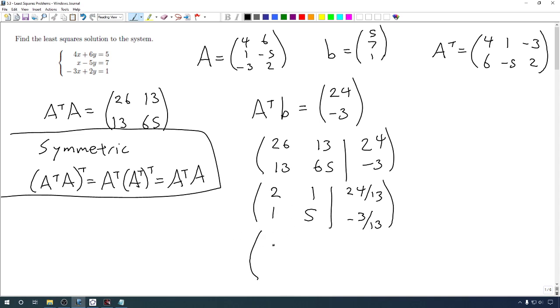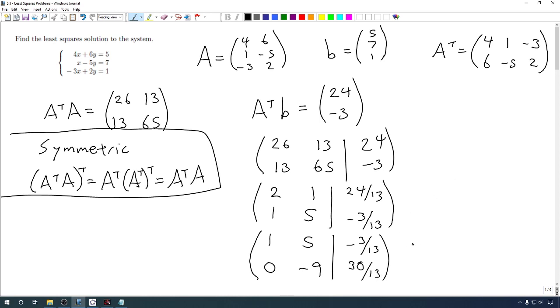Then let's move the second row to the first row to make use of that 1. And then we'll change that 2 to 0 by subtracting 2 times row 1, 5, negative 3 over 13. That's going to change this entry to a negative 9, and it's going to change this entry to a 30 over 13.